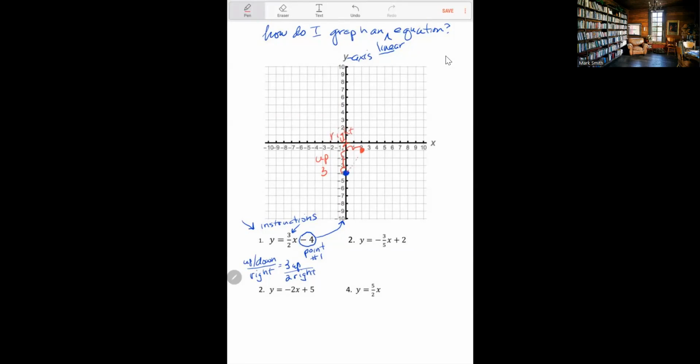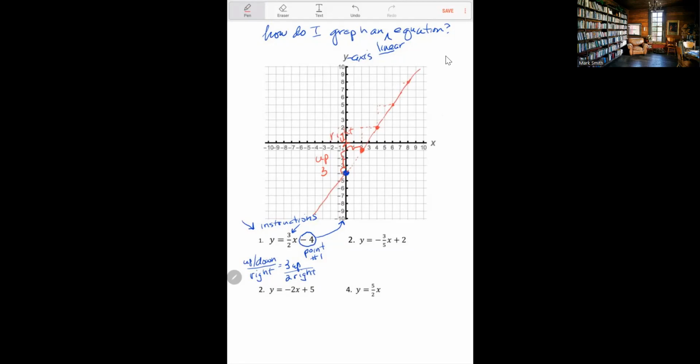Now, we can keep doing those instructions. So we go up 3 and over 2, and then up 3 and over 2, and up 3 and over 2. And notice that that makes a nice straight line. All right, but we only needed those first 2 points and a ruler probably, and we can make a line.